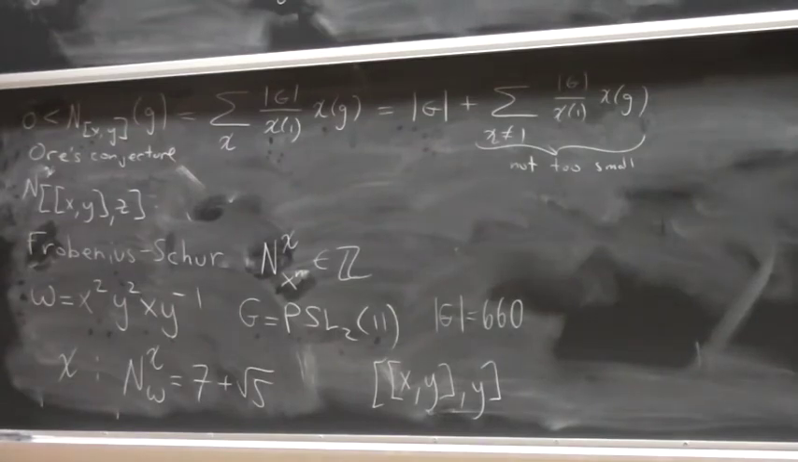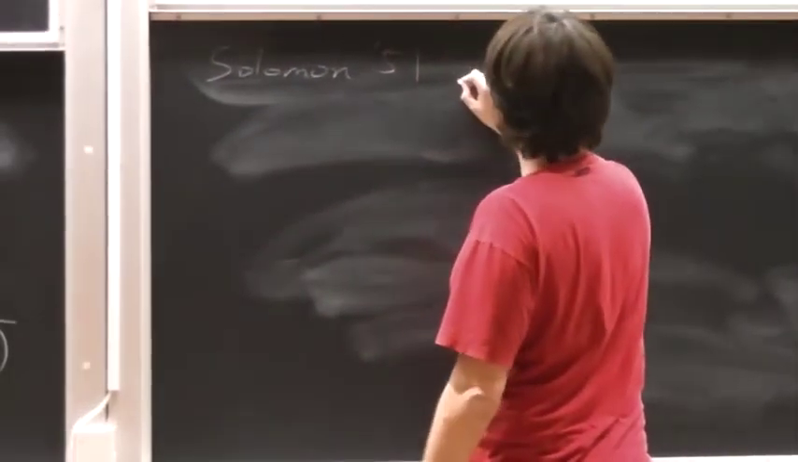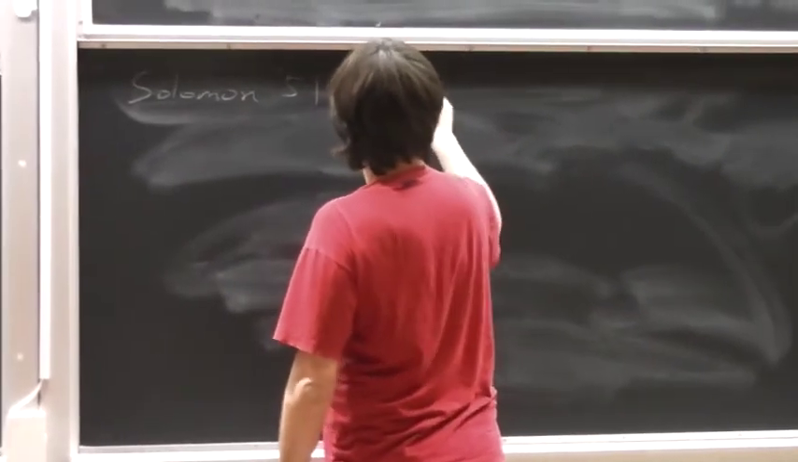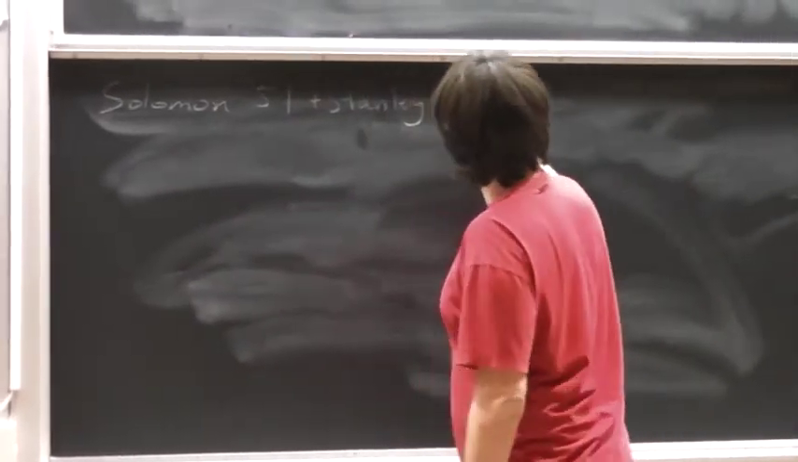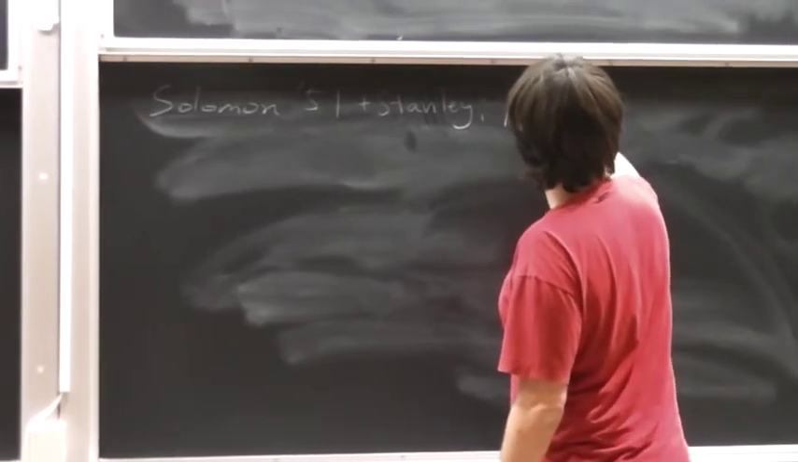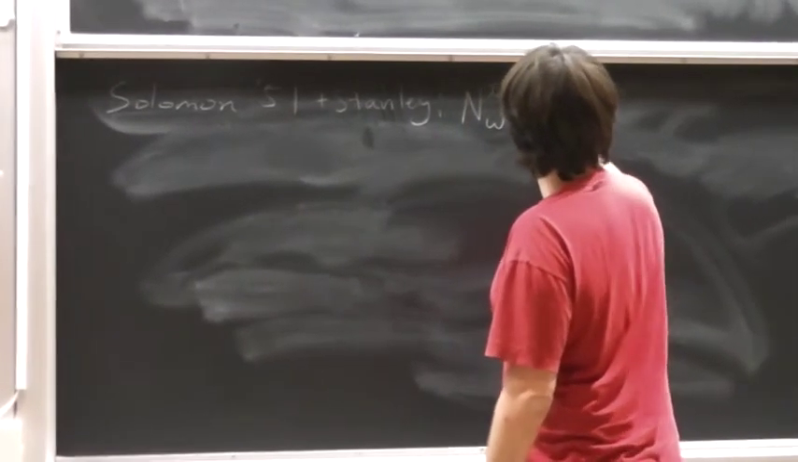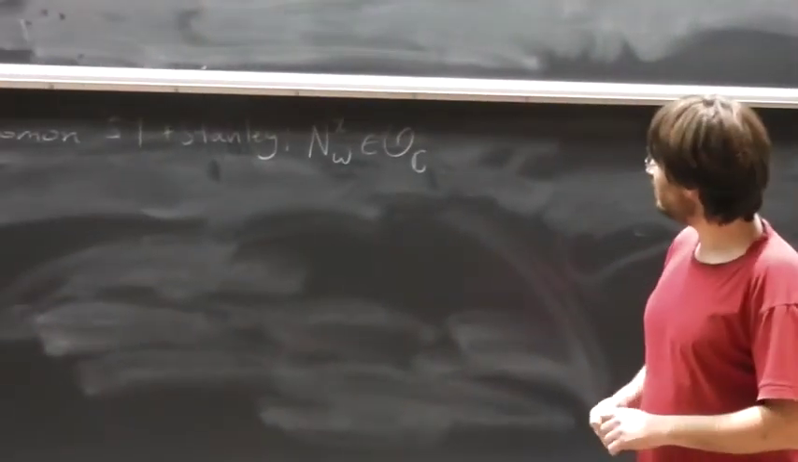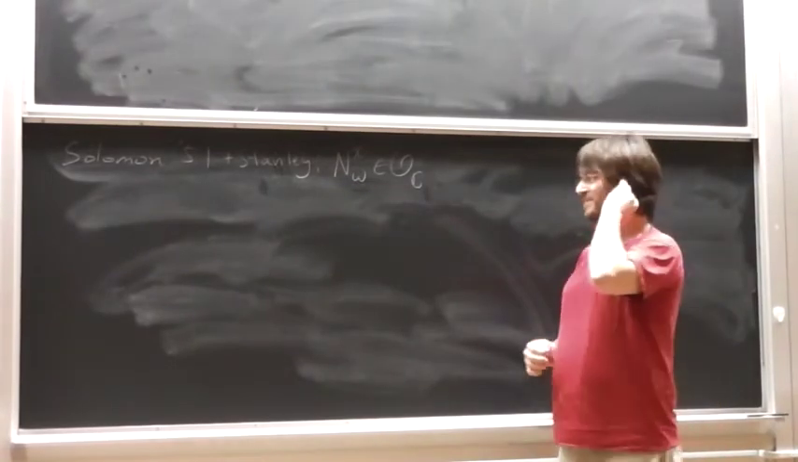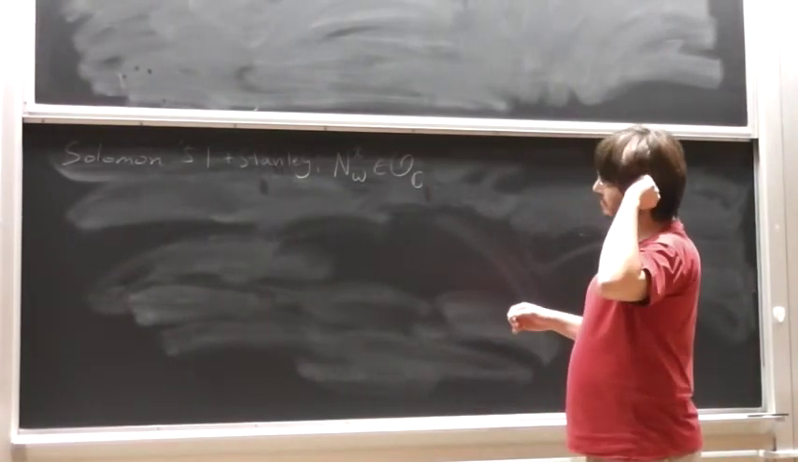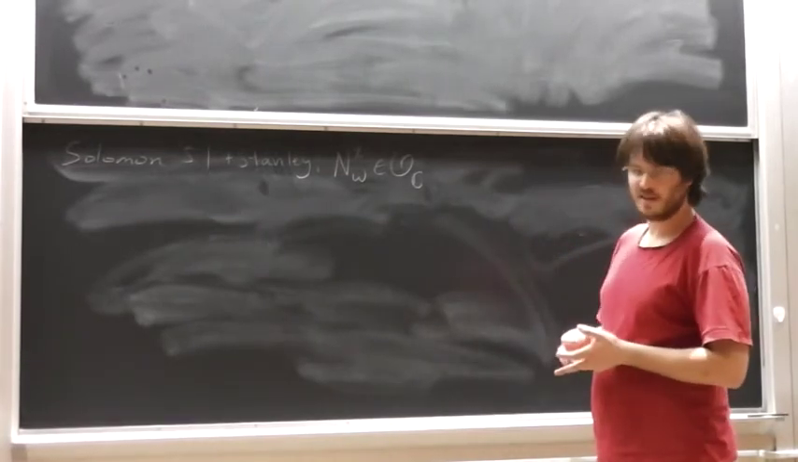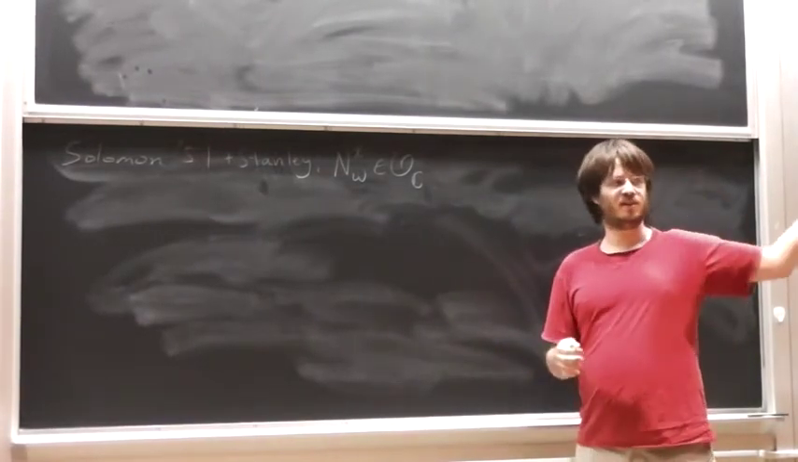So what's not by computer? So Solomon, in 51, I think, and Stanley, showed that for any word and any character, this is an algebraic integer. So if you don't know what an algebraic integer is, never mind. You won't get into it. But it does mean these are complex numbers which are solutions to rational polynomials with leading coefficient 1.